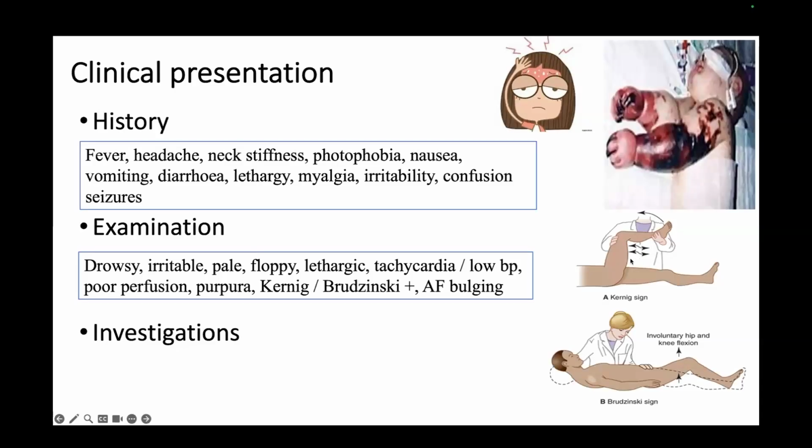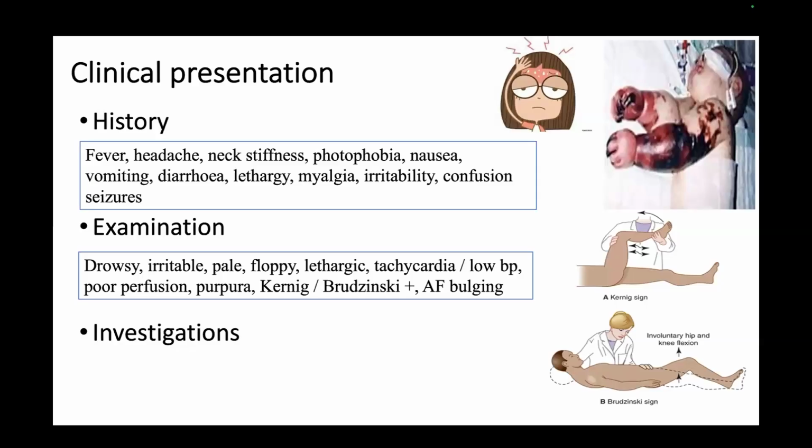So this is pain in the neck on flexing the knee, and then Brzezinski's sign, if you flex the neck, you involuntarily get hip and knee flexion. And in babies as well, if you've got a fontanelle, it's going to be bulging.